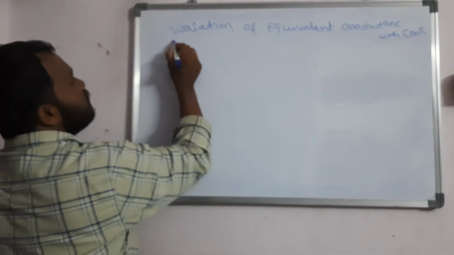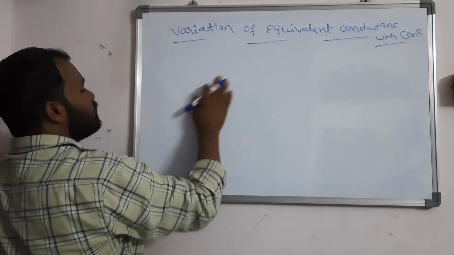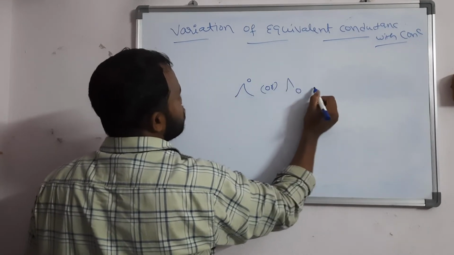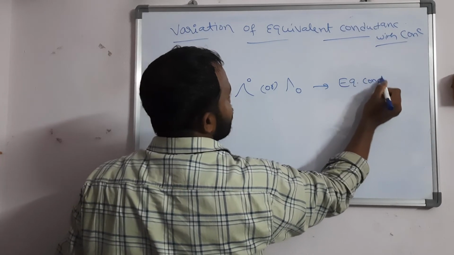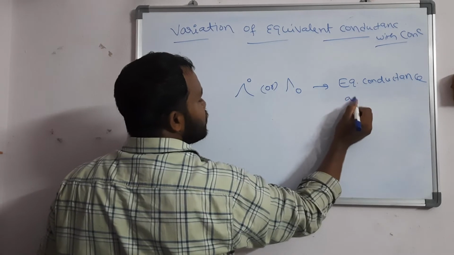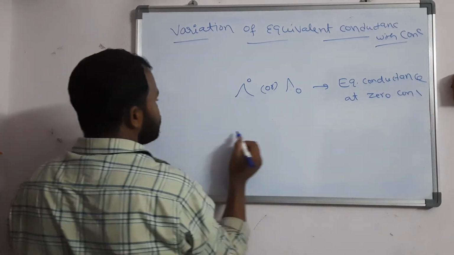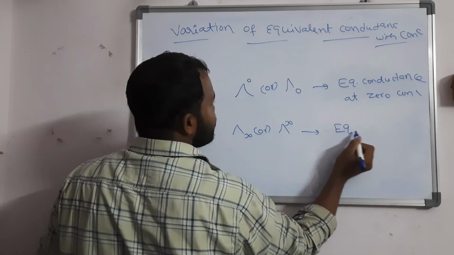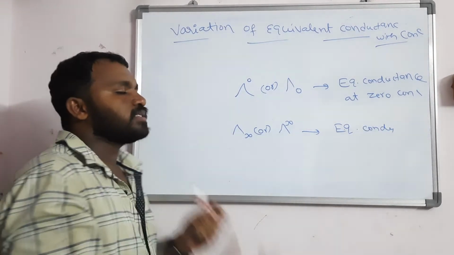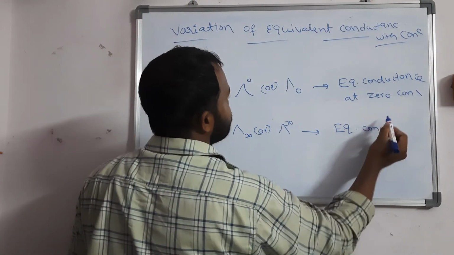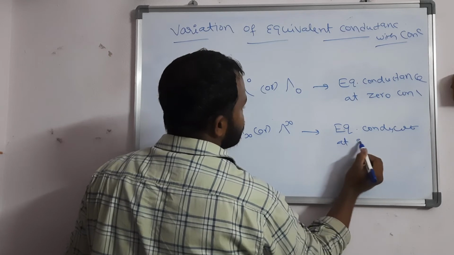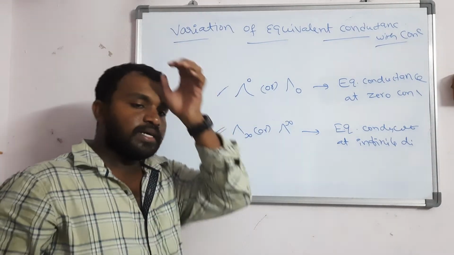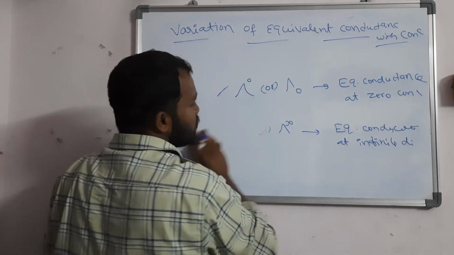Now we will discuss the variation of equivalent conductance with concentration. First, before this, I will write lambda 0, which means equivalent conductance at 0 concentration. These are the terms you should know. Equivalent conductance at 0 concentration, or you can say lambda infinity, means equivalent conductance at infinite dilution. 0 concentration or infinite dilution, both are the same. These are the terms you should bear in mind because they are very, very important in the Debye-Hückel equations. Lambda 0 or lambda naught: equivalent conductance at 0 concentration.